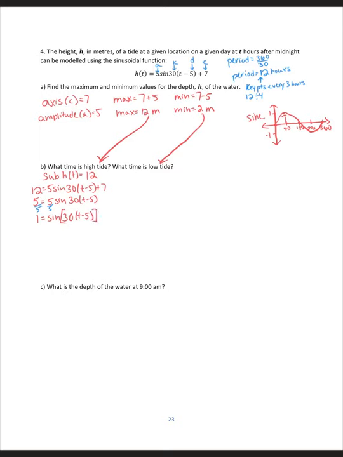So from here, I need to move that sine over. So I'm going to do the sine inverse of 1 in order to clear it from my right side. So we'll have 30 times t minus 5 on this side. So the sine inverse of 1, well, if we look over on our regular sine function, we can see that the sine at 1 is 90 degrees, or the sine inverse. So 90 equals 30 t minus 5.